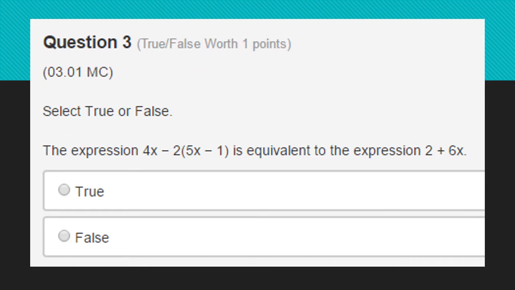All right, this question says select true or false. The expression 4x minus 2 times the quantity 5x minus 1 is equal to the expression 2 plus 6x. So let's take this expression and figure out what we can do here.